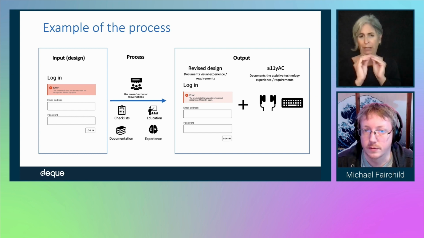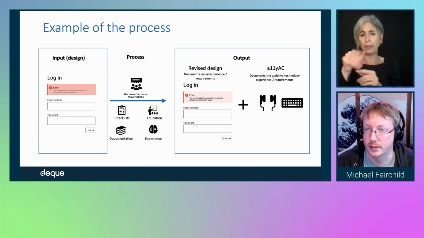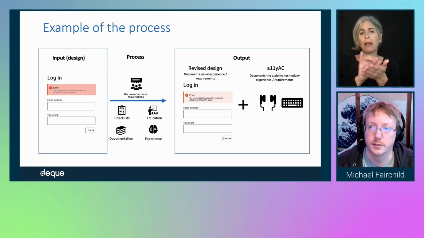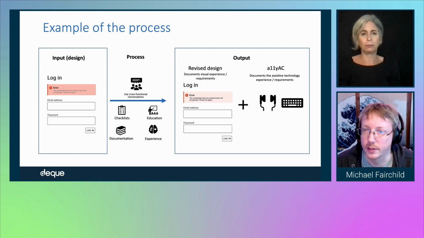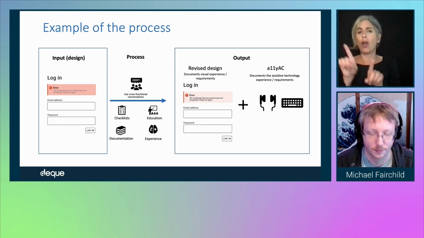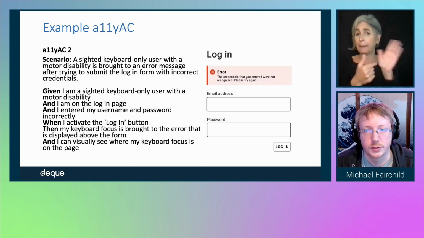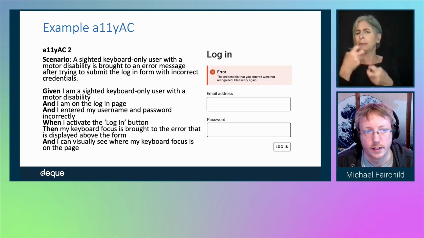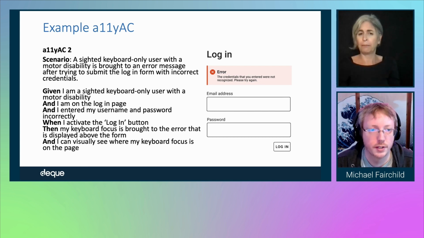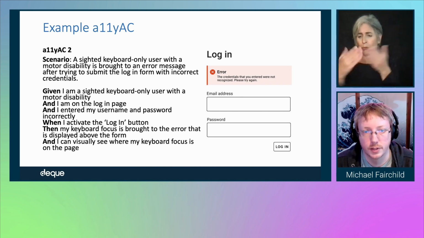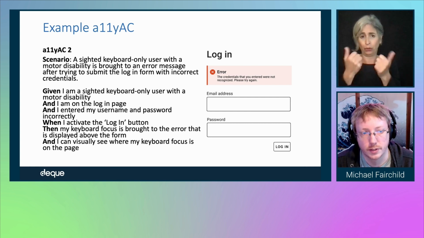In the output from this process, they also get some accessibility AC, which documents the assistive technology experience, such as the screen reader user experience or the sighted keyboard user experience. So here are some examples of what those accessibility AC might look like. So we have a scenario here. A sighted keyboard only user with a motor disability is brought to an error message after trying to submit a login form with incorrect credentials.